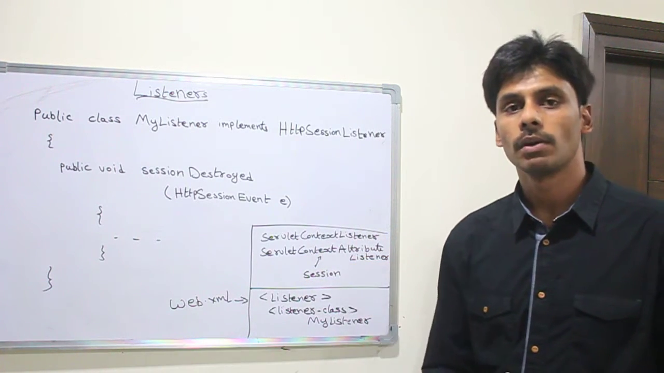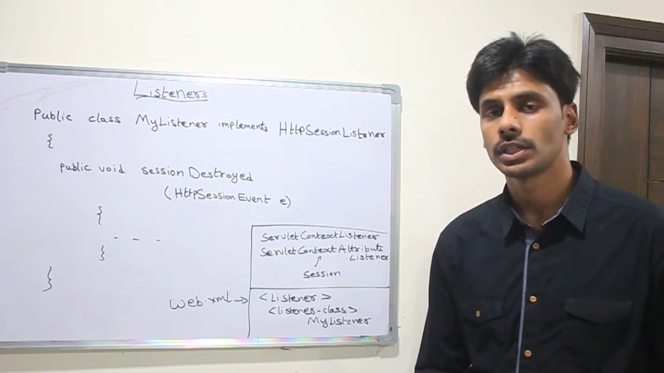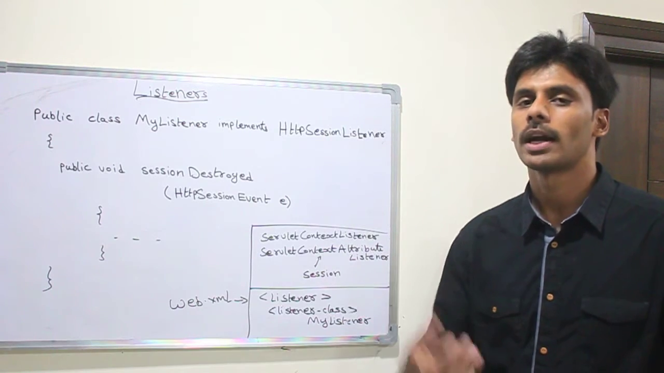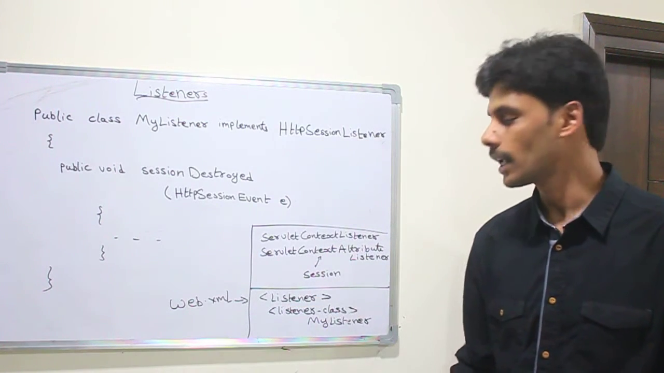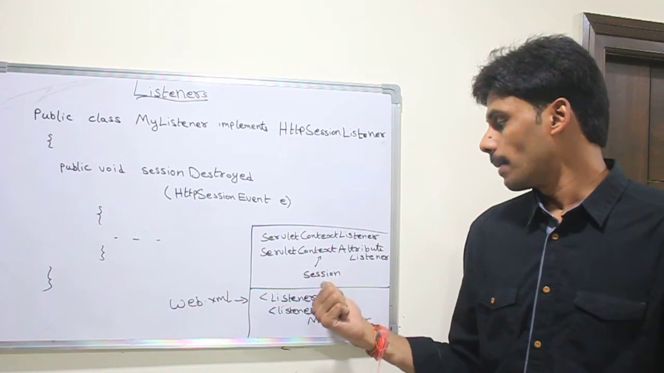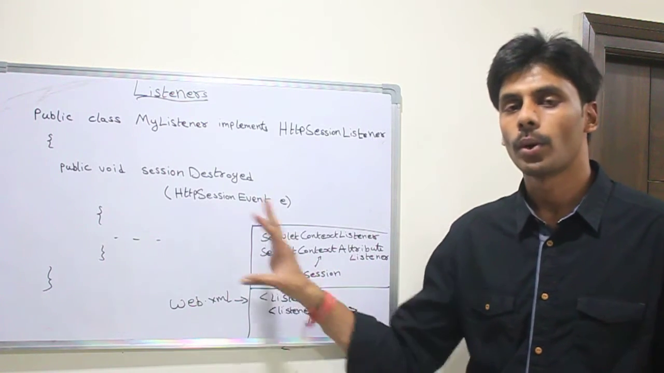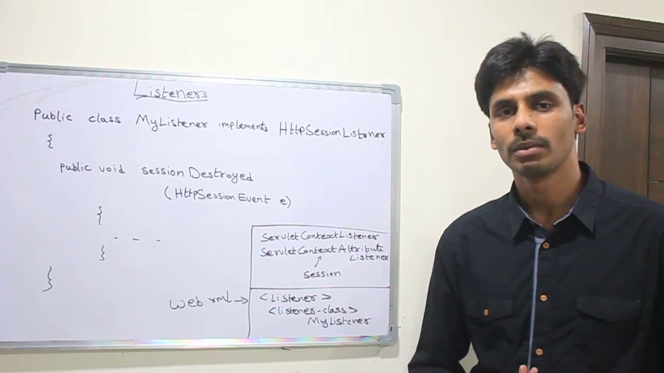If you want to see what's happening to the attributes inside your session, especially a shopping cart, how many items the user is adding to the shopping cart, how many items he is removing from the shopping cart, you would implement the HttpSessionAttributeListener and then override the methods inside it and fill it with business logic.